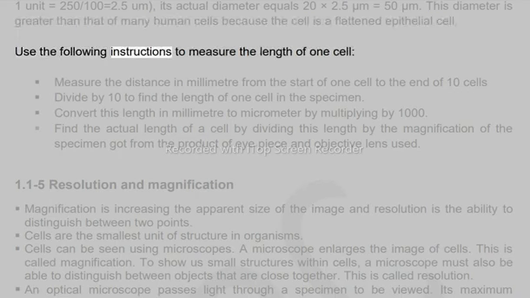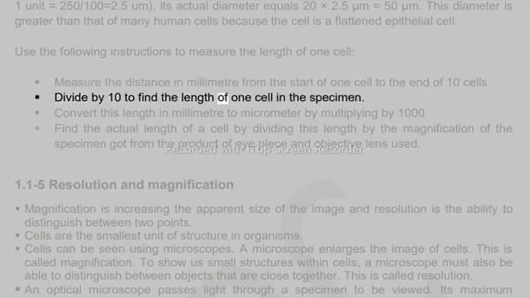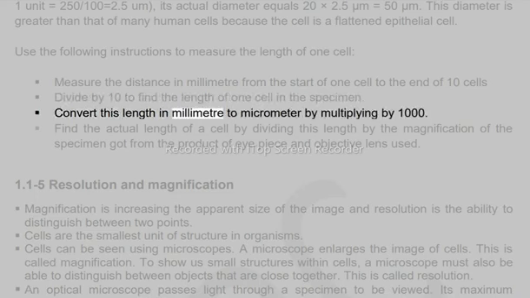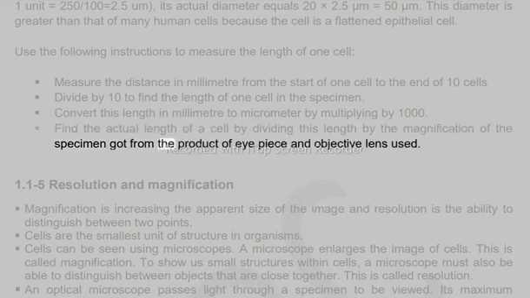Use the following instructions to measure the length of one cell. Measure the distance in millimeters from the start of one cell to the end of 10 cells. Divide by 10 to find the length of one cell in the specimen. Convert this length in millimeters to micrometers by multiplying by 1000. Find the actual length of a cell by dividing this length by the magnification of the specimen, got from the product of eyepiece and objective lens used.